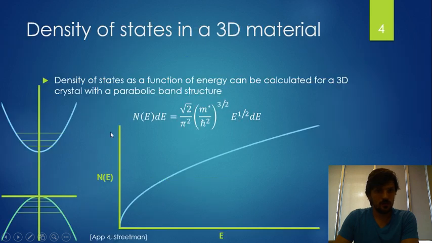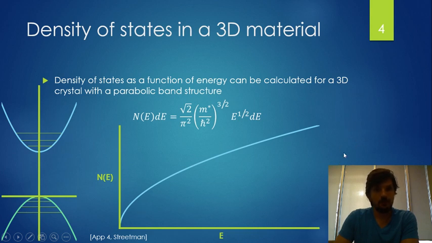The next thing we need to do is derive the density of states for different energy levels in order to figure out how electrons will occupy the conduction and valence band. This can be calculated for a 3D crystal with a parabolic band structure, and this is shown in Appendix 4 of Streetman. The result is shown in this equation here and shows the energy versus density of states relationship, which takes on a square root relationship.